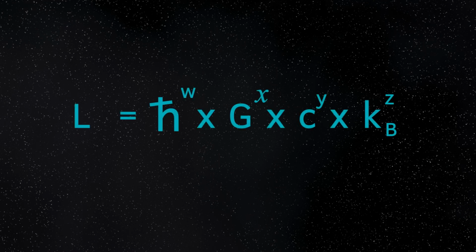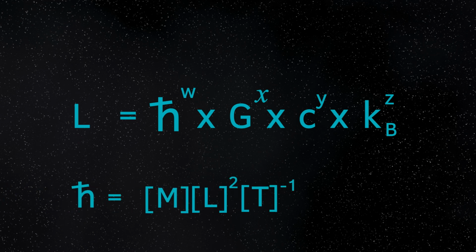Firstly, I want to say that L is equal to h bar to some power of w, multiplied by G to some power of x, multiplied by c to some power of y, and kB to some power of z. We now need to find the values for w, x, y, and z. Let's then substitute our M, L, T, and theta values for each of these constants.